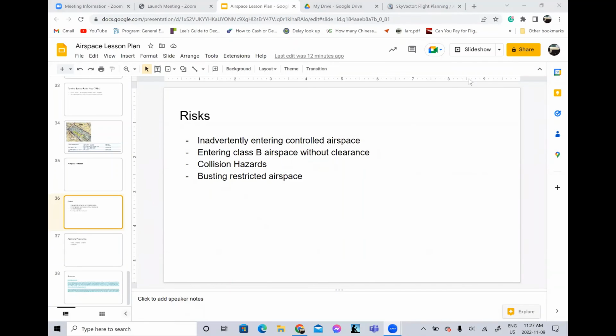All right, to conclude this lesson, let's quickly go over some of the risks of not knowing your airspace. The first one is you accidentally enter controlled airspace other than Echo without talking to ATC or establishing two-way communication. And even if you have two-way communication, you might accidentally enter a Class Bravo without being cleared. Just having two-way communication is not enough. If you don't hear the word cleared and you're getting close to the Class Bravo, turn away immediately.